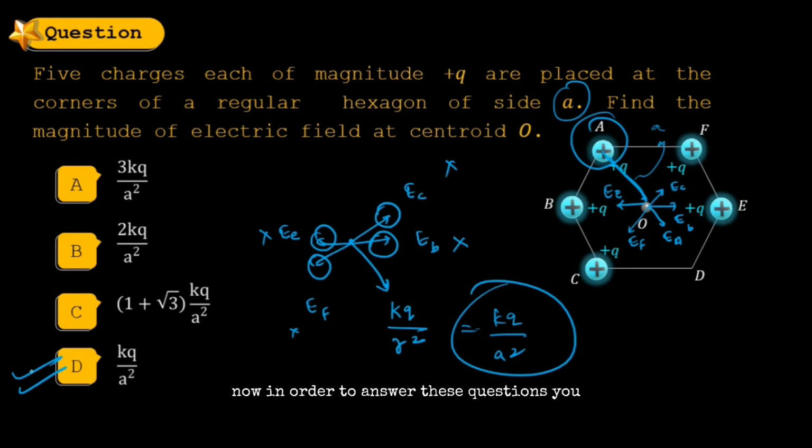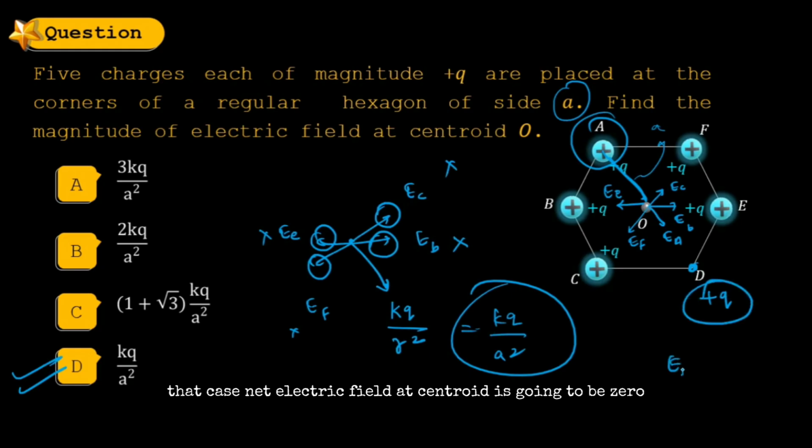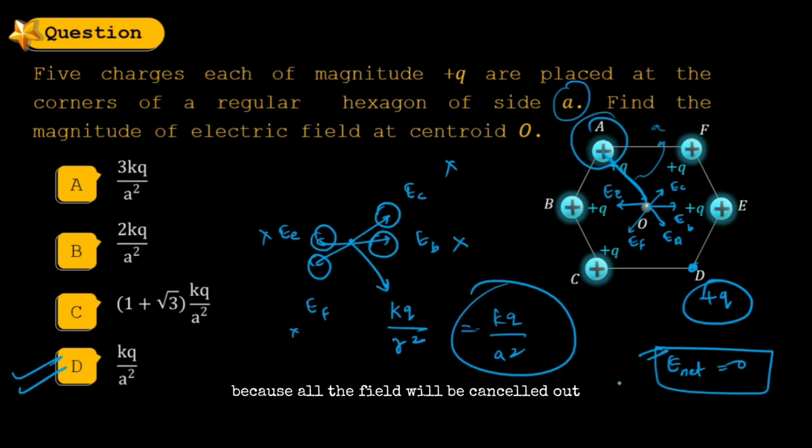Now, in order to answer these questions, you have to think wisely. You have to think from the forces point of view. If you are able to understand how forces are actually acting, how field is actually acting, then in these kinds of cases you will observe that most of the field emitted by one charge will be cancelled out by another charge. In case of regular polygons, whether it is a rectangle, square, equilateral triangle, regular hexagon, or regular pentagon, and all the charges are there. Like suppose at this particular point, D, there is no charge. If point D also has a positive charge placed, then the net electric field at the centroid is going to be 0, because all the field will be cancelled out by the other ones. And this is what this particular problem shows. So is it clear?